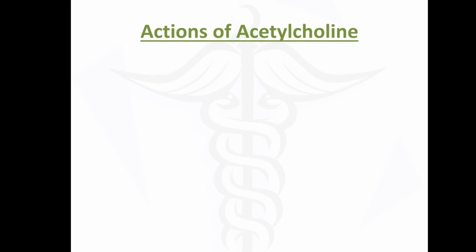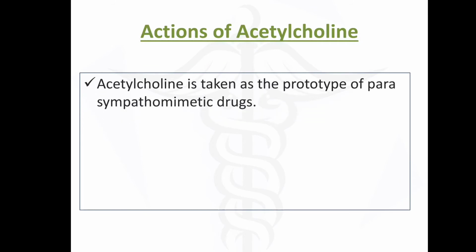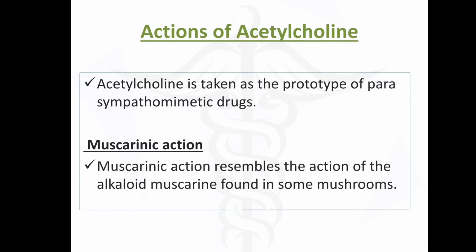Let us understand the actions of acetylcholine. Like we have seen earlier, acetylcholine has both muscarinic and nicotinic actions. Acetylcholine is taken as the prototype of parasympathomimetic drugs. So let us see about its muscarinic actions. Muscarinic actions resemble the actions of the alkaloid muscarine found in some mushrooms. These actions result from the stimulation of muscarinic receptors by acetylcholine.